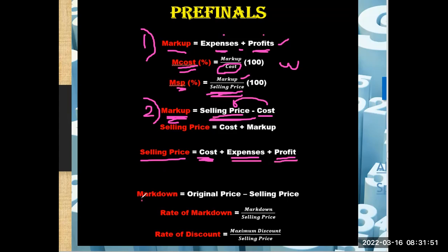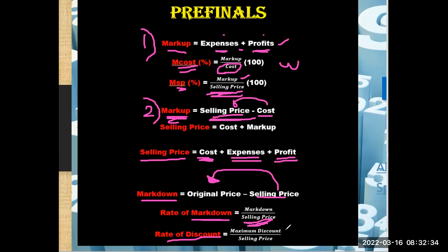Okay? Next. Markdown naman. Markdown formula is by subtracting selling price from original price. Okay? Para mag-markdown, original price minus selling price. Rate of markdown naman. Okay? Markdown, tandaan. Markdown divided by selling price. So, selling price palagi yung kinukuha naman on this one. Markdown divided by selling price. And then rate of discount. Maximum discount. Yan, yung maximum discount or yung pinakamataas na possible na pwedeng ibigay na discount sa'yo.